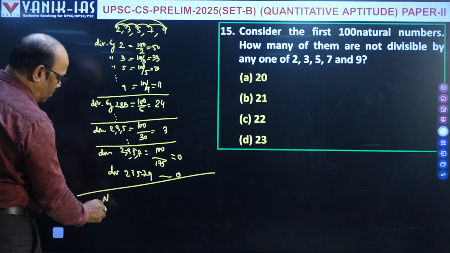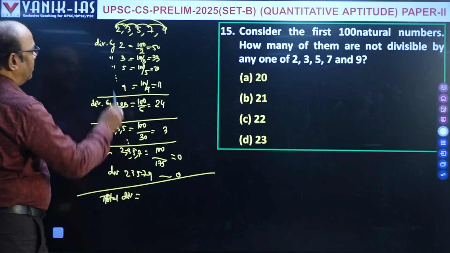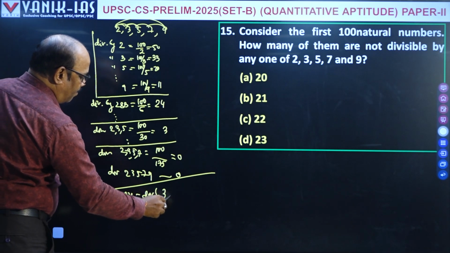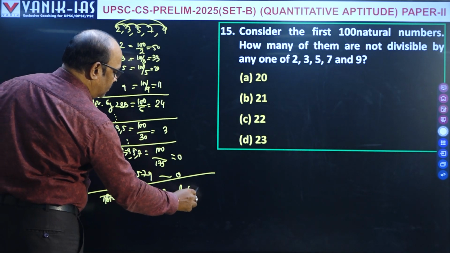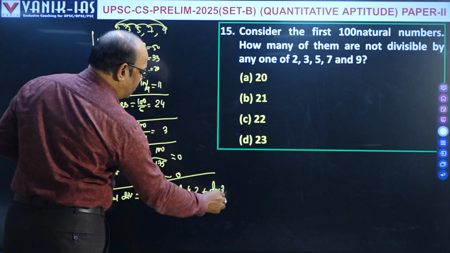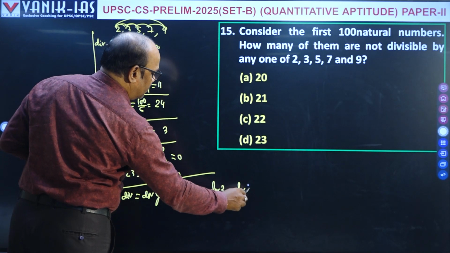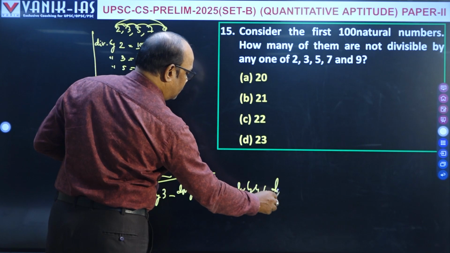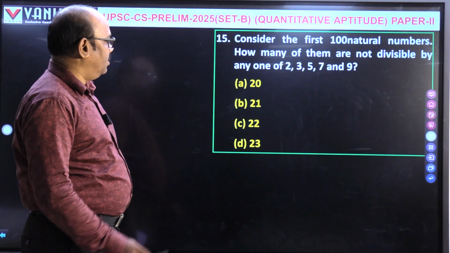First find out total divisible. Total divisible is equal to divisible by 2 numbers, minus divisible by 2 numbers, plus divisible by 3 numbers, minus, alternate the sign, divisible by 4 numbers, plus divisible by 5 numbers. So like this. Last, I am giving question number 15.